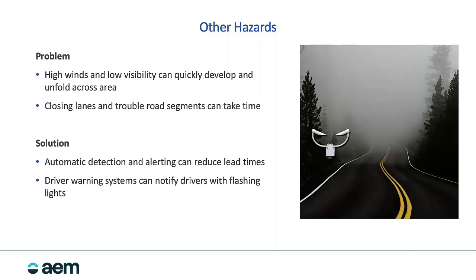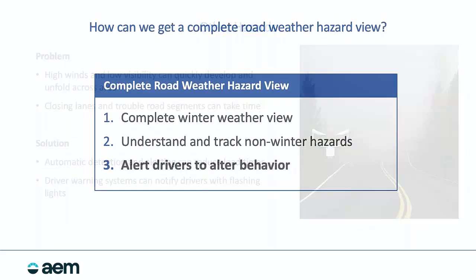to actually get the resources out there, close the lane safely, or close the road segment altogether. And so if we can automatically detect this and get notifications when we're heading towards a high wind event or a low visibility event from fog or smoke, we can start to get a head start on these. And as we'll talk about on the next slide here, actually start to notify drivers with flashing lights and with dynamic messaging.